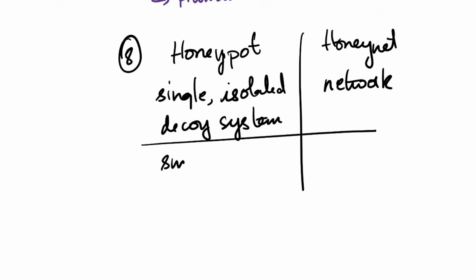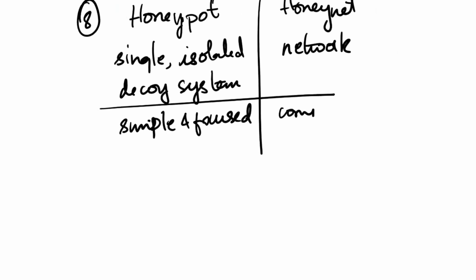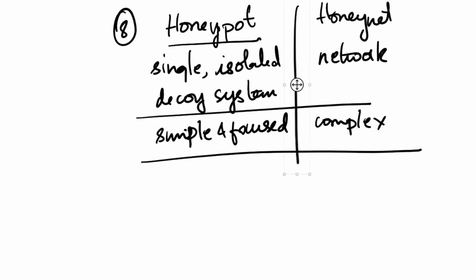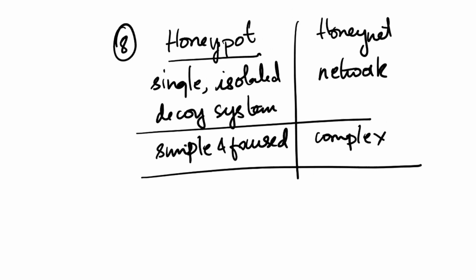Honeypots are relatively simple and focused. They're designed to attract and analyze attacks on a specific system or service. They are easier to set up and manage. Honeynets are more complex and require additional resources to set up and maintain. They involve multiple decoy systems, networks, and monitoring tools, which can be more challenging to configure and manage. The primary purpose of a honeypot is to attract, detect, and analyze malicious activities directed to a specific system or service. It is often used for early threat detection and information gathering about attacker tactics.